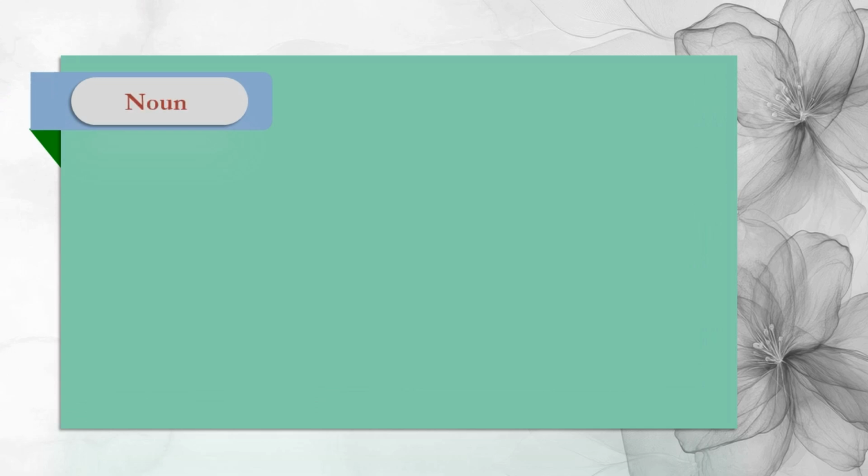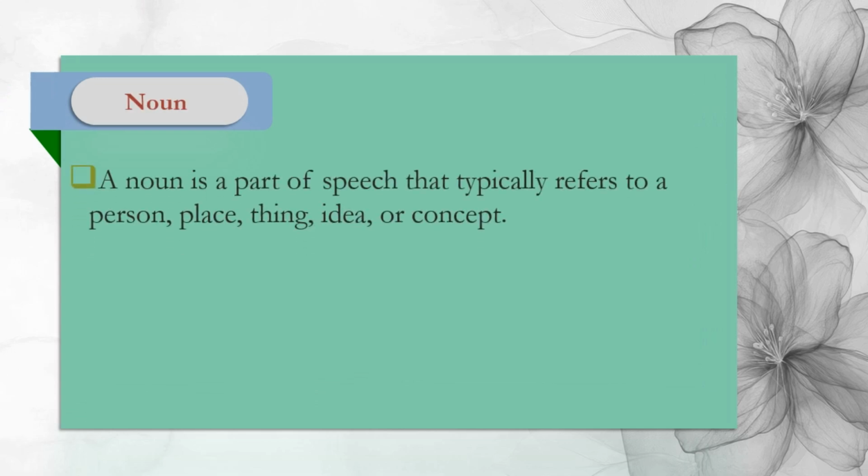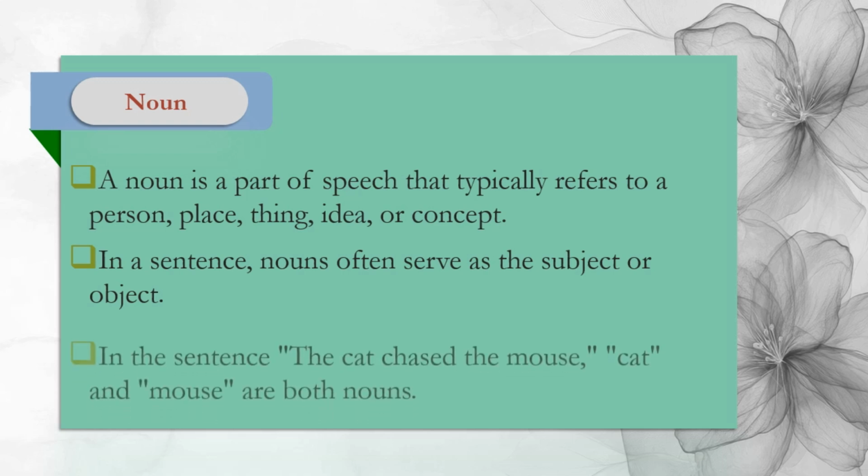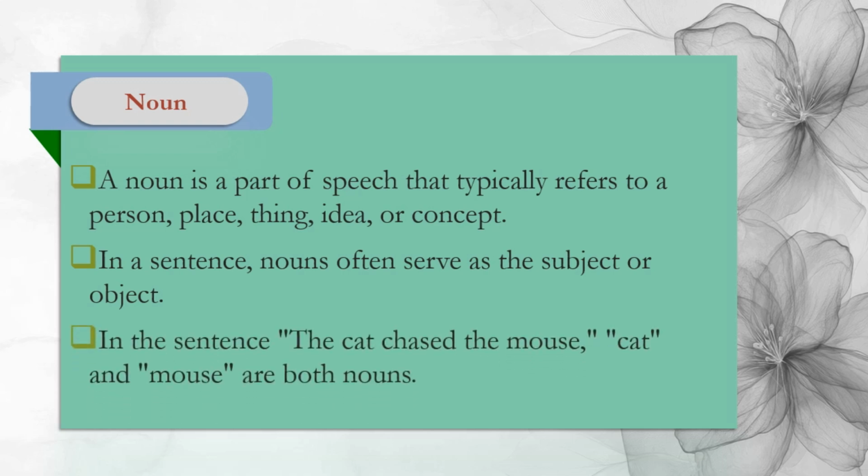What is a noun? A noun is a part of speech that names a person, place, thing, idea, or concept. It helps us talk about the world around us. In a sentence, nouns often act as the subject or the object, basically, who or what the sentence is about, or what is being affected by the action. Take this example: the cat chased the mouse. Here, cat and mouse are both nouns, because they are both names of things. One is doing the action, and one is receiving it.